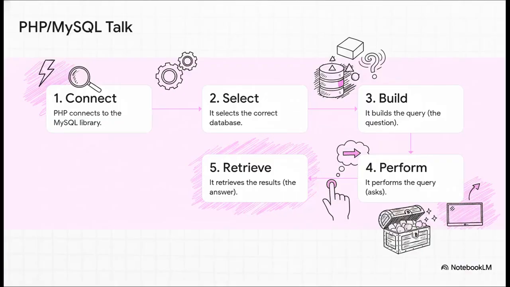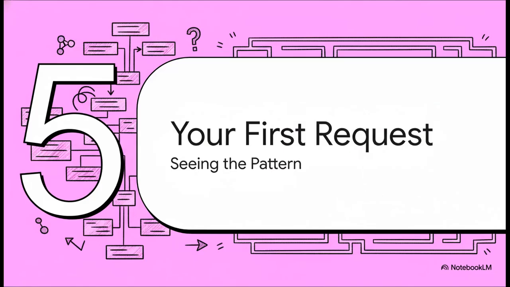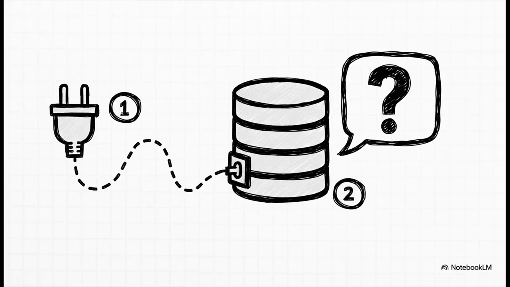First, PHP connects to the library. Then it goes to the right section, the specific database it needs. It carefully writes down its request, that SQL query we talked about. It asks the question, and finally, it gets the answer back and knows exactly how to display it for you. So let's see what this conversation actually looks like. We're going to look at a little bit of code, but don't worry about the details at all. We're just looking for that simple pattern we just talked about. And here it is, that pattern in action.